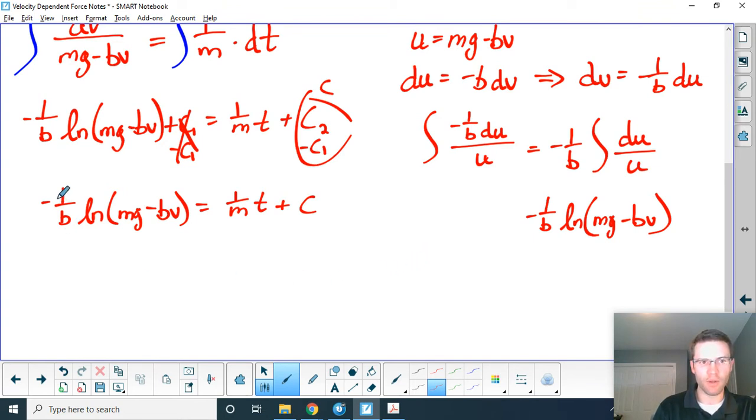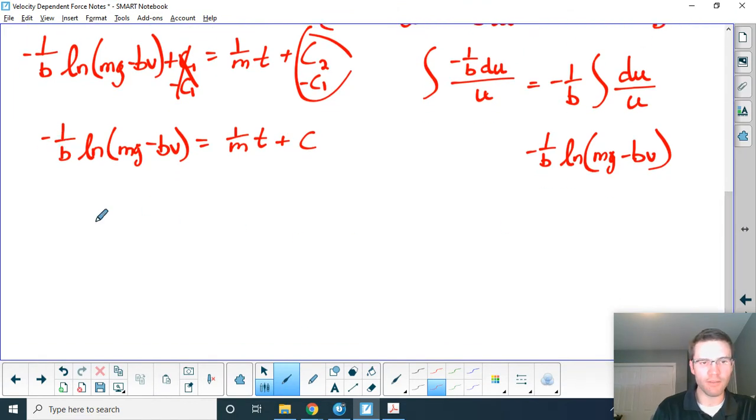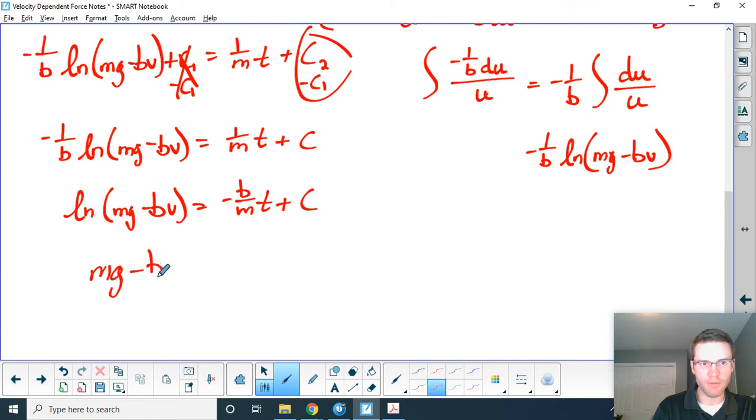To solve this, I'm going to get rid of the 1 over b on this side, so multiply both sides by negative b, and I get natural log of mg minus bv. Multiply by negative b, I get negative b over m times t. The constant is just a constant, even if it's multiplied by another constant, so I'm just going to say plus c still here. I get rid of the natural log, take e raised to the power of both sides: mg minus bv equals e to the negative b over m times t plus c.